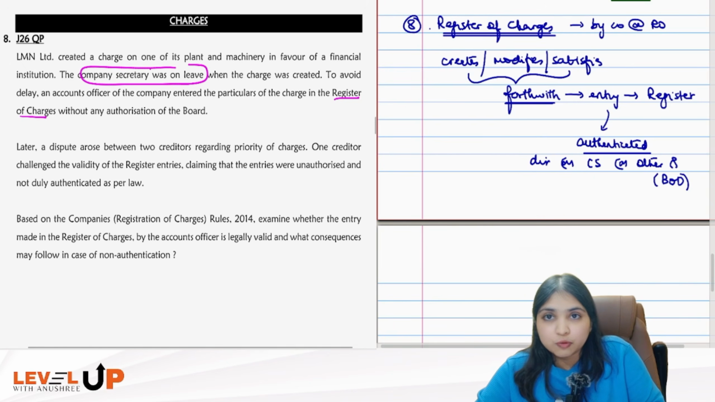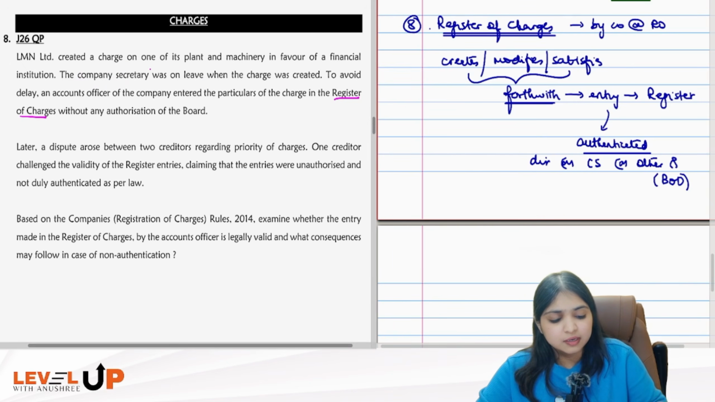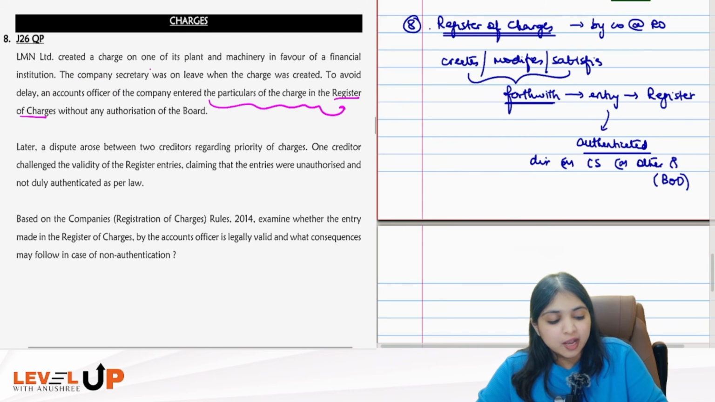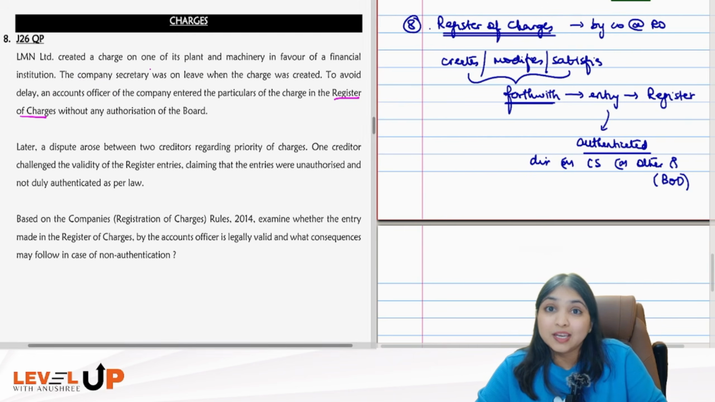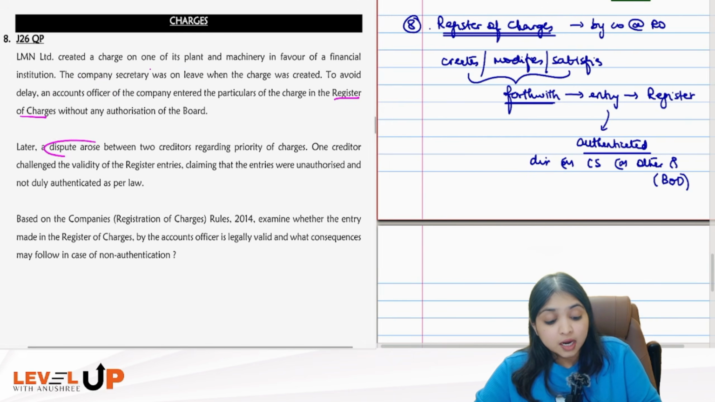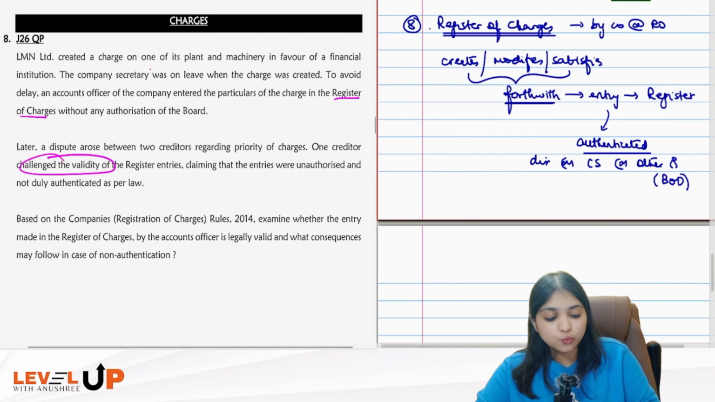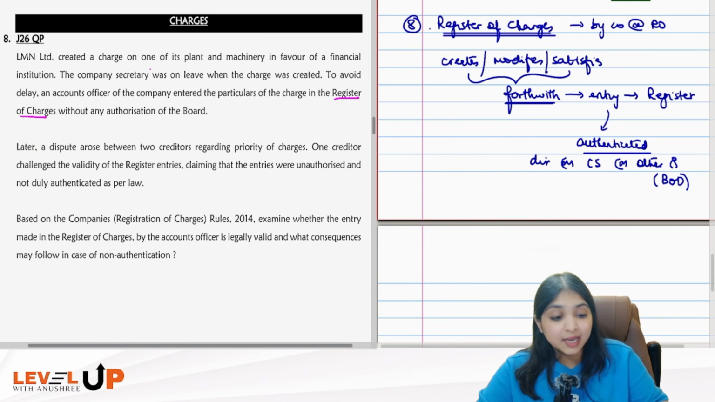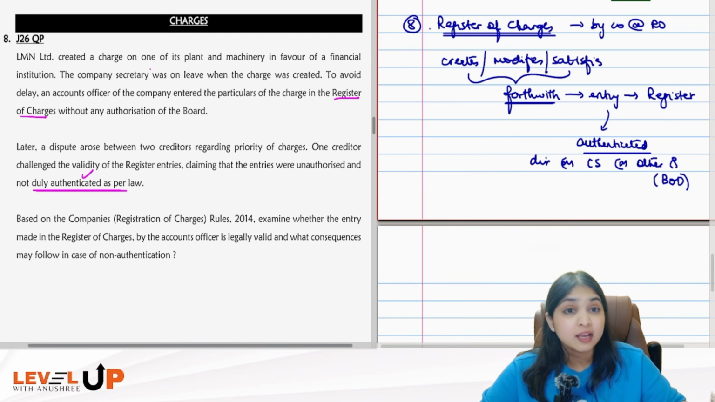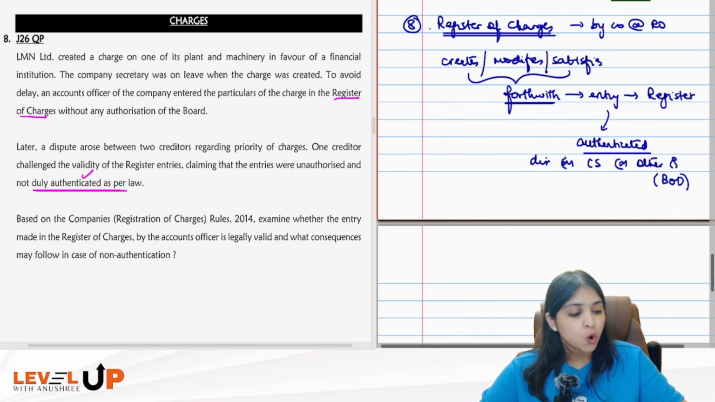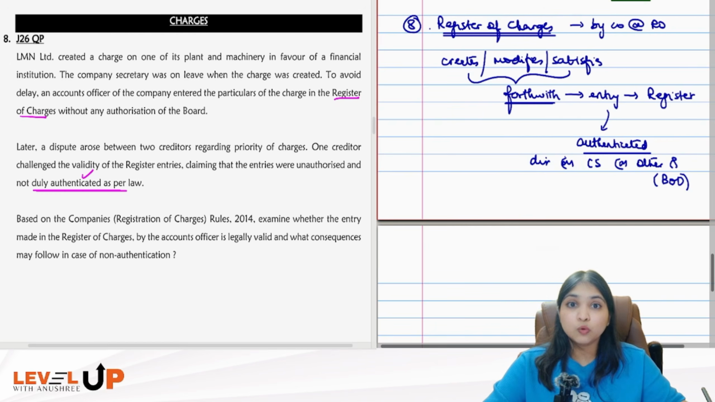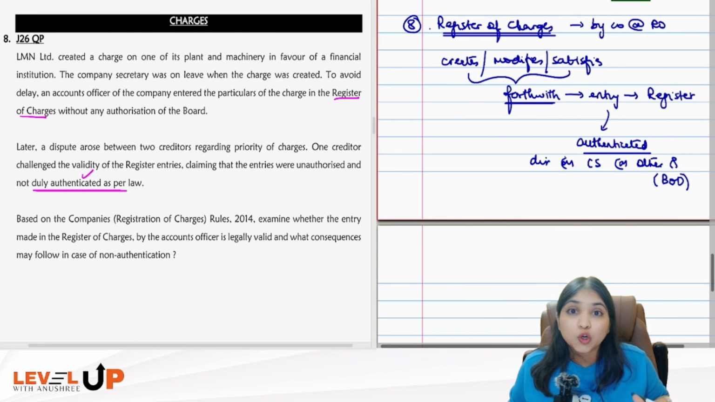The company secretary was on leave. The accounts officer directly entered the particulars of charge in the register of charges without any authorization of the board. Later, a dispute arose between two creditors regarding the priority of charges. One creditor challenged the validity of the register entries, claiming that the entries were unauthorized and not duly authenticated. Yes, correct. It is not duly authenticated. It should have been authenticated by a director or CS or any other person who is authorized by the board, but here it was not authenticated like that.